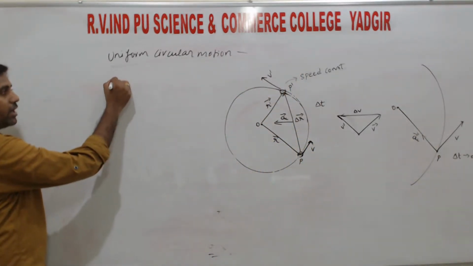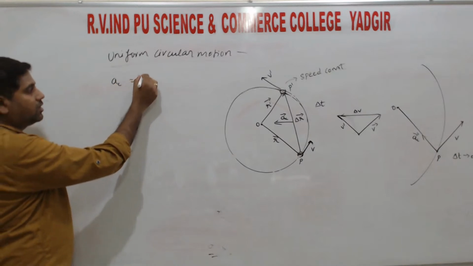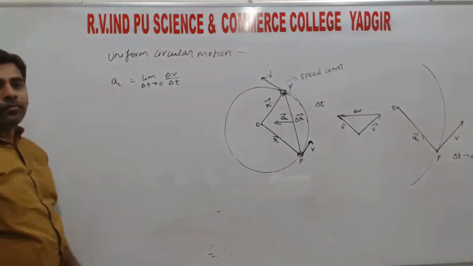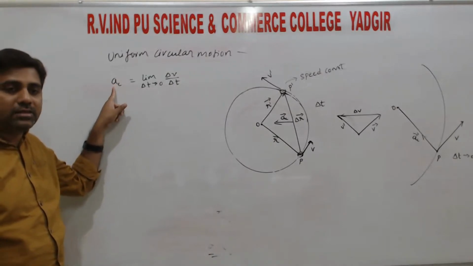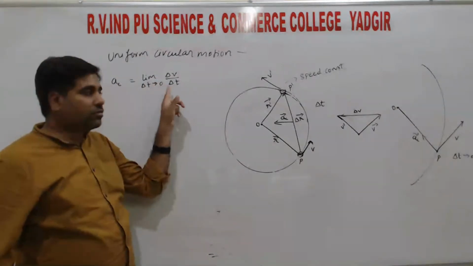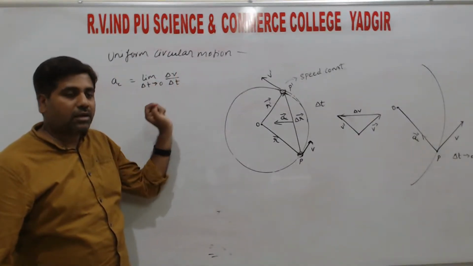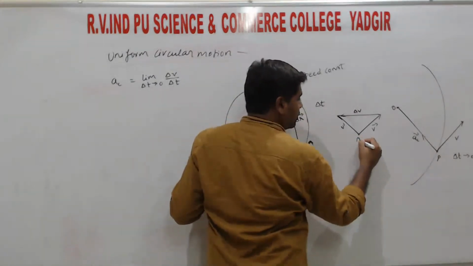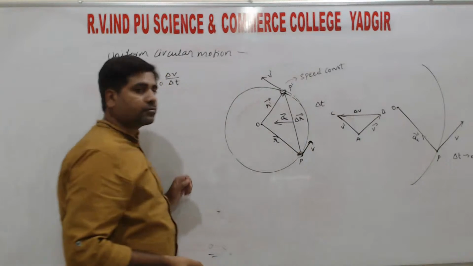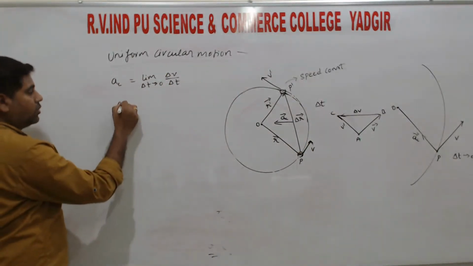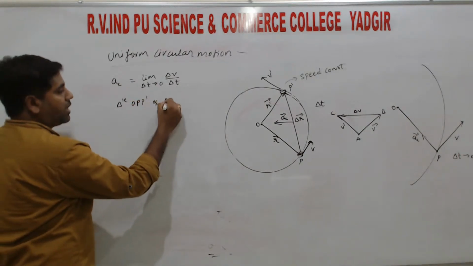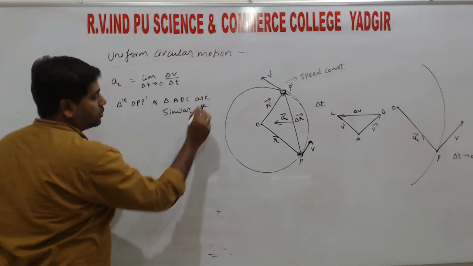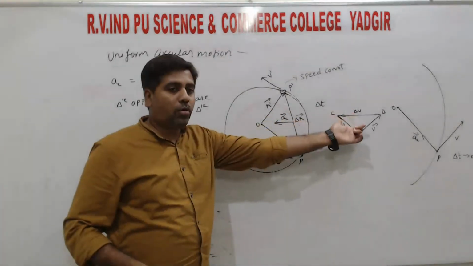Again, to find the magnitude of the centripetal acceleration AC, that equals limit delta t tends to 0 of delta v divided by delta t, right? This is the instantaneous acceleration or centripetal acceleration. The definition is limit delta t tends to 0 of change in velocity with respect to change in time. Now considering the triangles OPP dash and ABC, those two are similar triangles, right? Since the two triangles are similar, we can equate their sides.